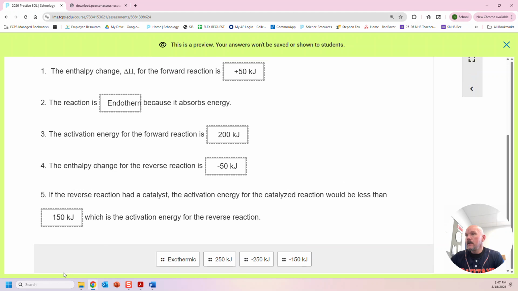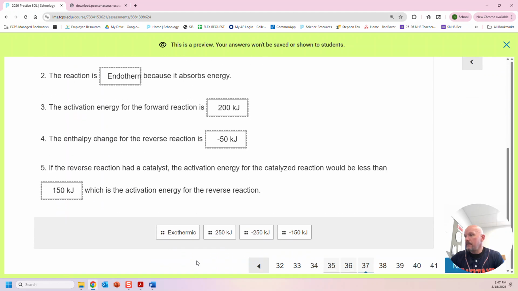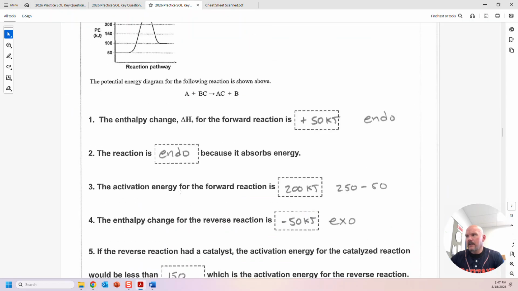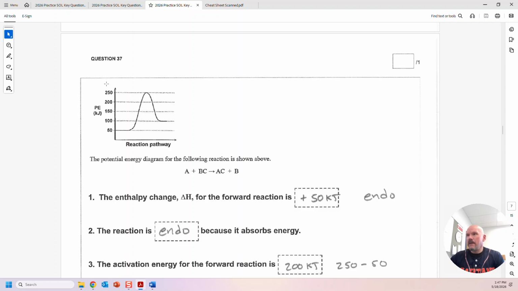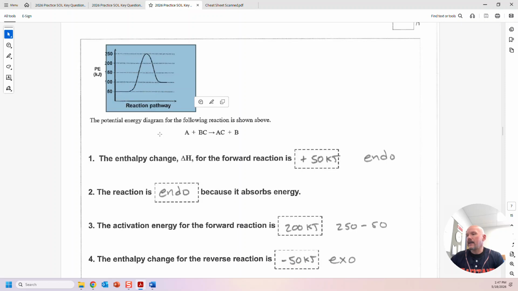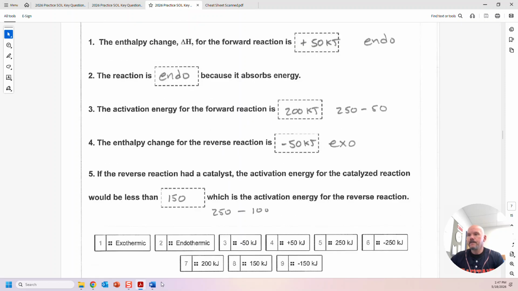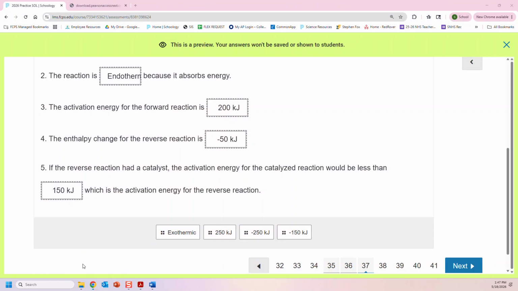All right, so hopefully that makes sense to you. Let's see if we had any notes going over anything like that. Right, and just get used to it. If you see it this way, you know the forward is endo and the reverse is exo. There's your delta H, and it's just a matter of whether you should report positive or negative. It depends on whether it was absorbed or released. And then top of the hill to reactants, top of the hill to reactants, that's how you get your activation energy. Okay, let's go to the next one.